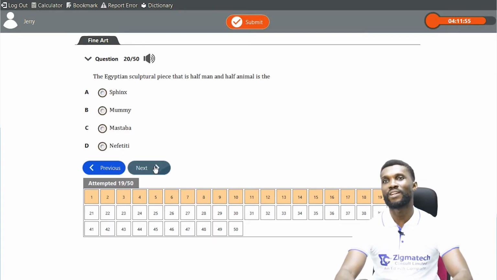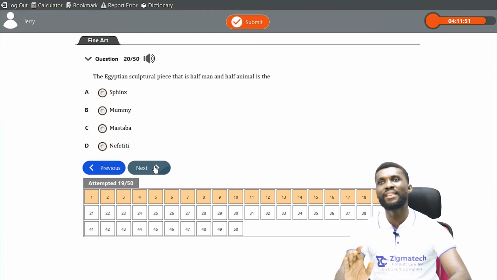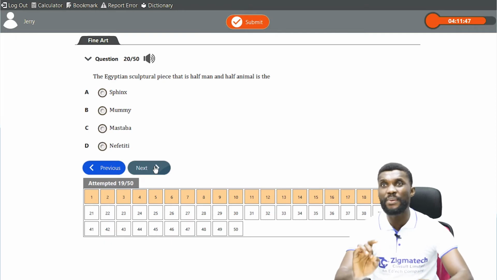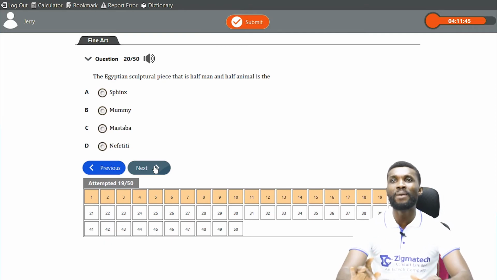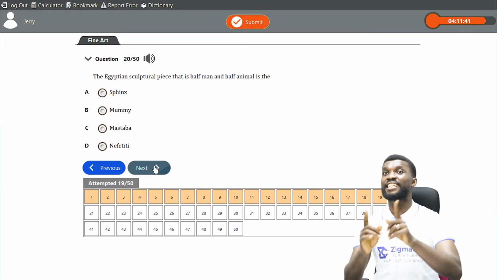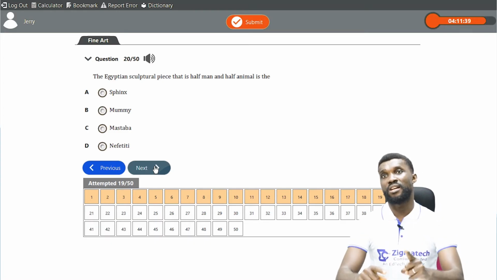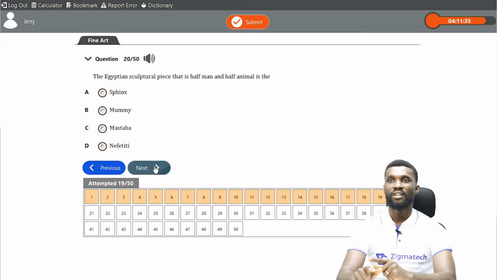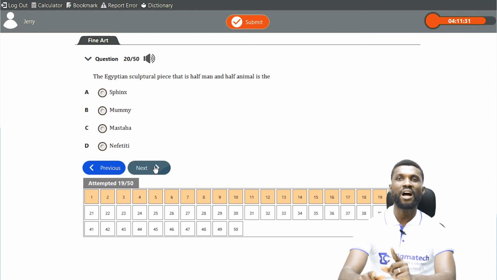Okay. All right, let's go back to the next question, question number 20. Now the Egyptian sculptural piece that is half human and half animal is dash. Watch this. The Egyptian sculptural piece that is half human and half animal is dash. A, we have the phoenix. B, we have the mummies. C, we have the mastaba. And D, we have the Nefertiti.